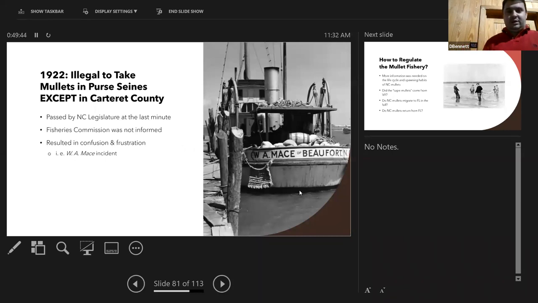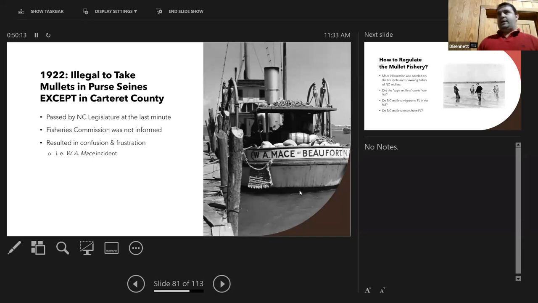And so this stuff continues. In 1922, it's illegal to take mullets in purse seines, except in Carteret County, where the menhaden industry is the largest. And this law was passed by the legislature at the very last minute. It was so last minute that no one bothered to tell the Fisheries Commission about it. So they didn't get an opportunity to go educate people about this new law, which was their responsibility.